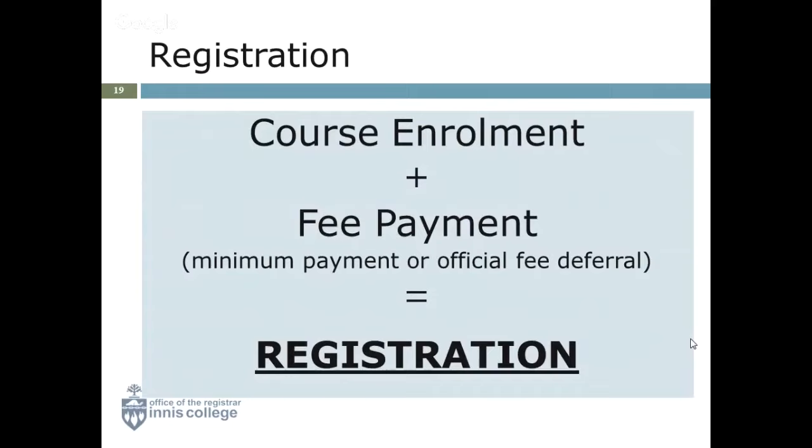Course enrollment is one part of registration. The second part of registration is payment. Your fees will be posted to Acorn by mid-July, and your minimum payment is 50% of your total academic fees, and that's due by August 28th.